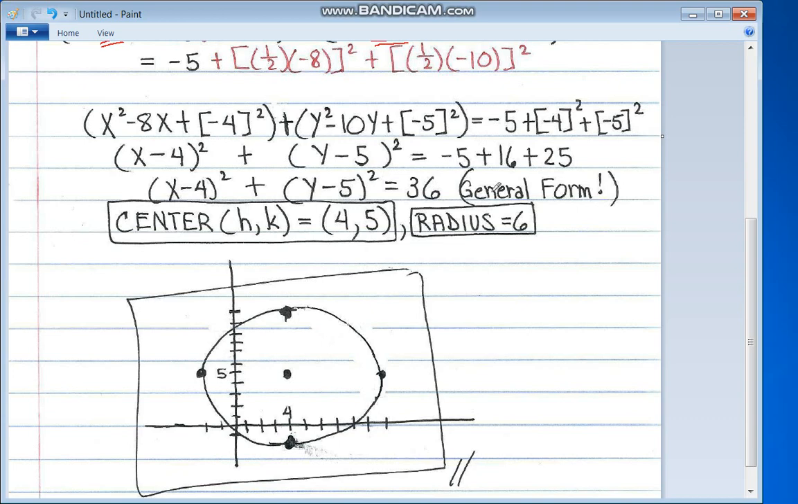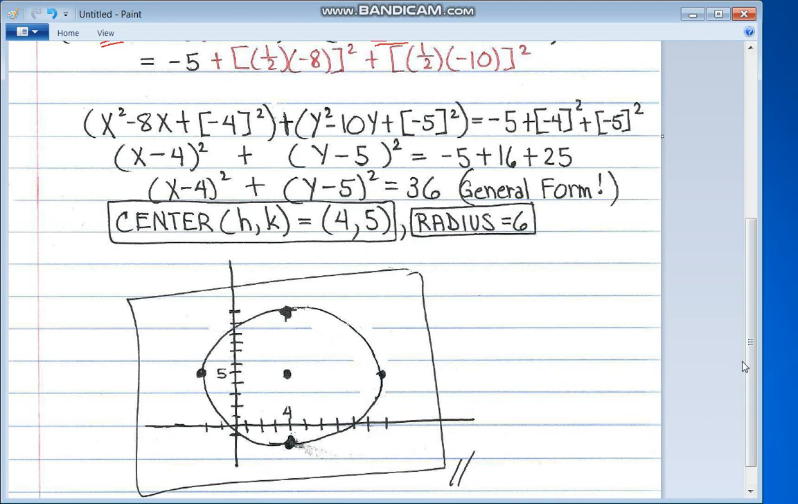So here we have our general form because we completed the square. And from examining that, we see the center (h, k) is (4, 5). h is a number being subtracted from x, and k is a number being subtracted from y. And the radius is the positive square root of the number on the other side, so it is 6.